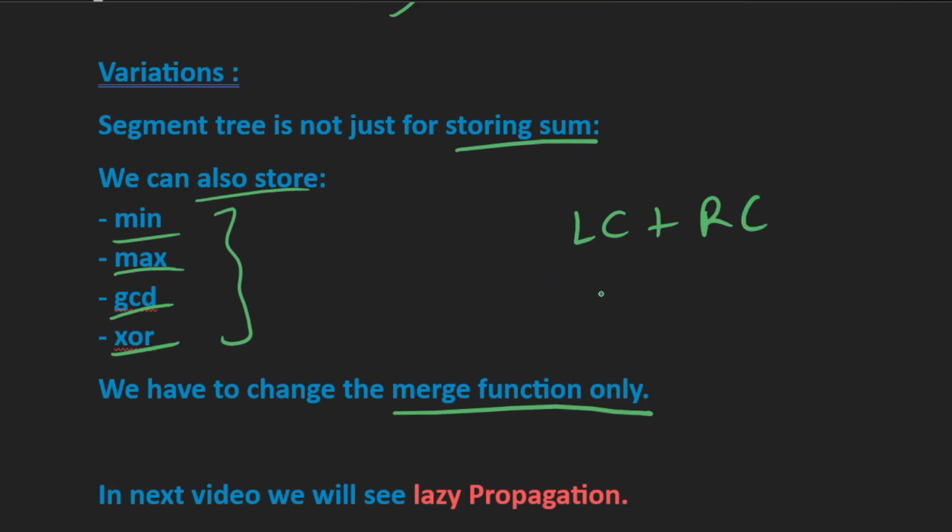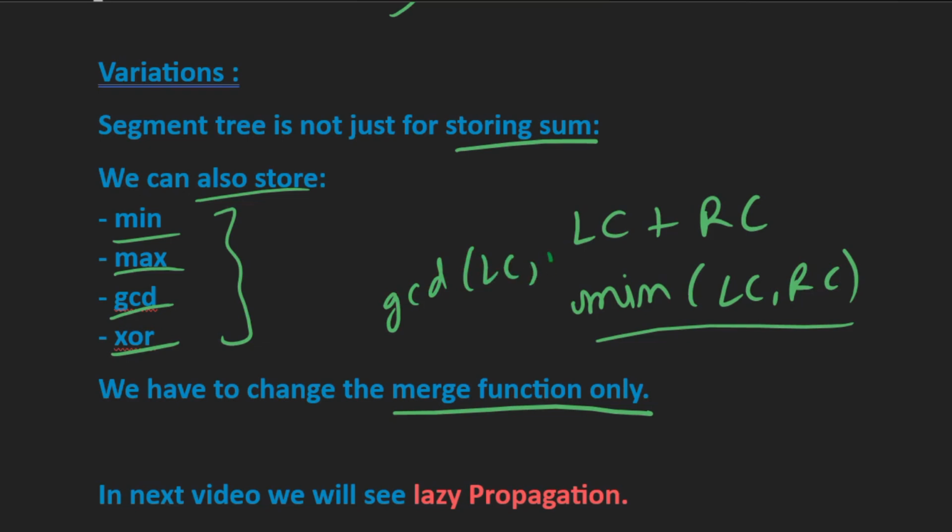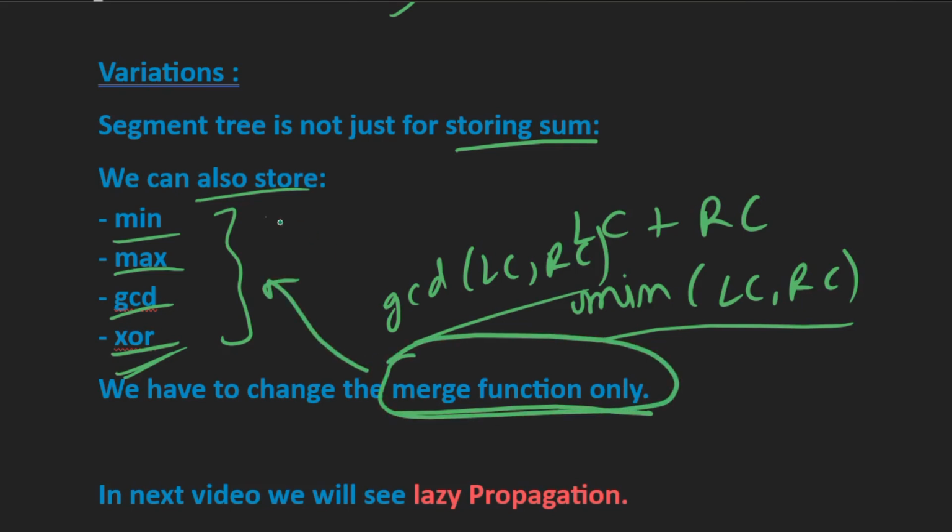If we have to take the minimum, then we take the minimum of left child comma right child. Similarly we take the maximum of left child comma right child, or we can take the GCD of left child comma right child, or we can take the XOR of left child and right child. So we just have to change the merge function, then we can use the same code for these operations also, like minimum, maximum. This is all about the segment tree, right?